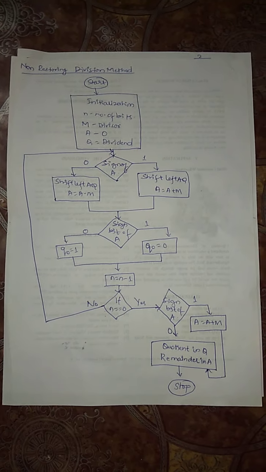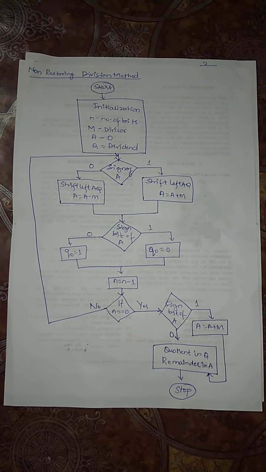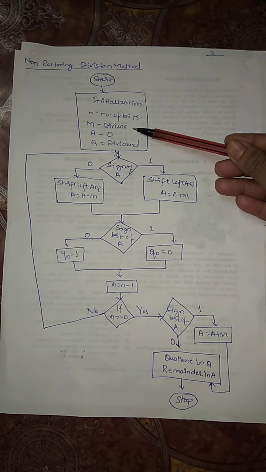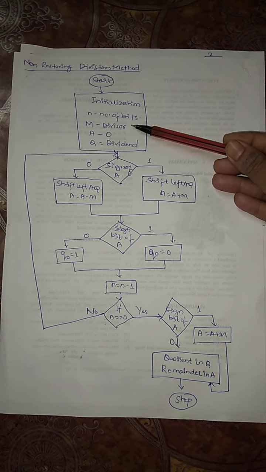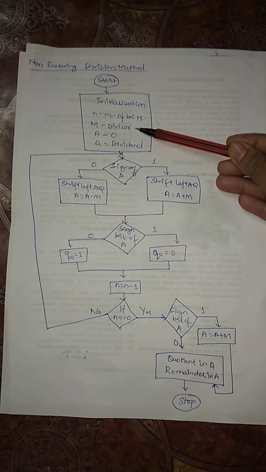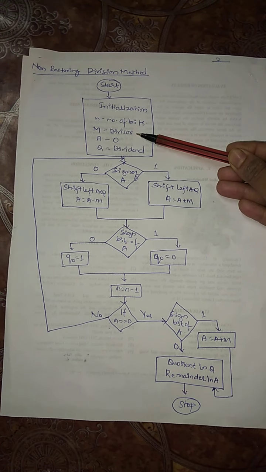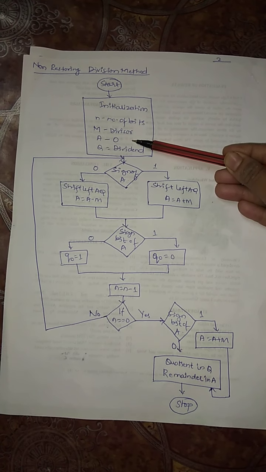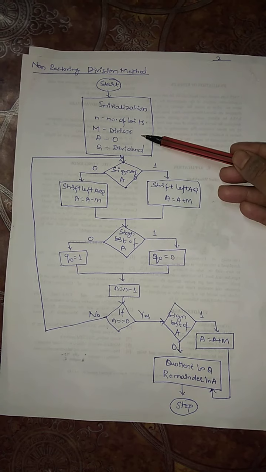So the first step is initialization. Same initialization as we have done for the restoring method. We store n is equal to the total number of bits here. Then M is equal to the divisor. How many bits of divisor are we taking? N plus 1 bits of divisor, where the MSB will be taken as 0 followed by the binary representation of the divisor. A is initialized to 0, with N plus 1 bits of 0. Q is equal to the dividend. So like this we are doing the initialization.